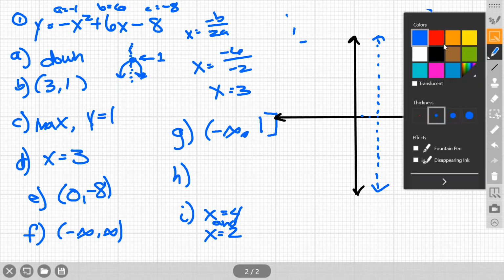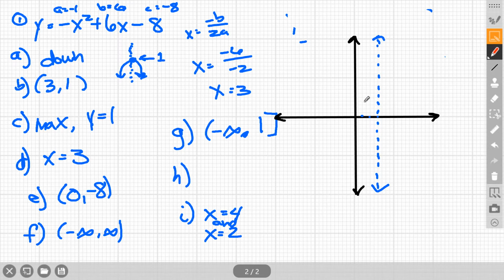My vertex is going to be on there somewhere. So my vertex is at 3, 1. It's right here. My y-intercept is at 0, -8. It's somewhere about right here. So I can reflect that onto the other side, somewhere over here. The x-intercepts are at 4 and 2, so right here and right here.